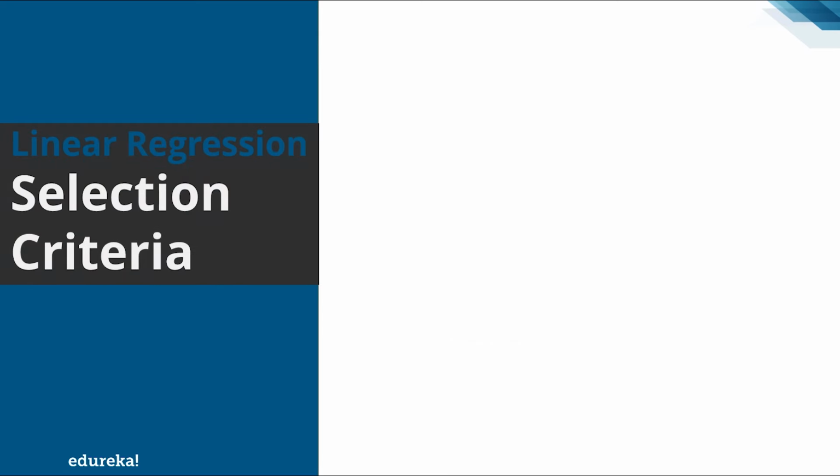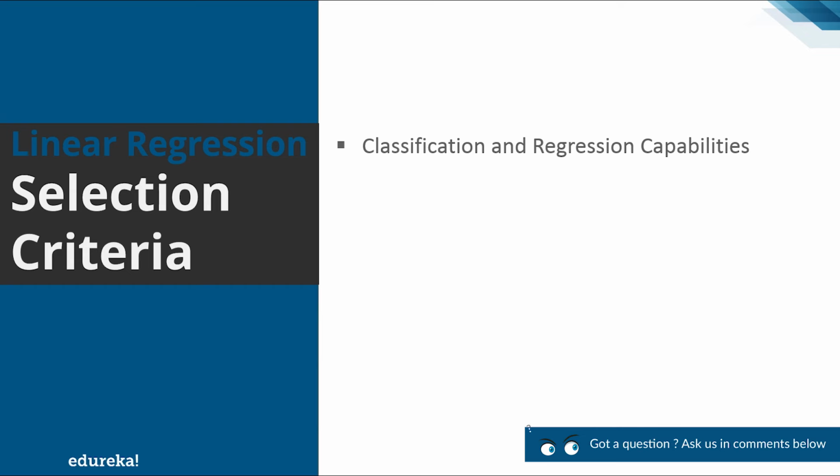Next is linear regression selection criteria, or you can say when will you use linear regression. So the first is classification and regression capabilities. Regression models predict a continuous variable, such as the sales made on a day, or predict the temperature of a city. Their reliance on a polynomial like a straight line to fit a data set poses a real challenge when it comes towards building a classification capability.